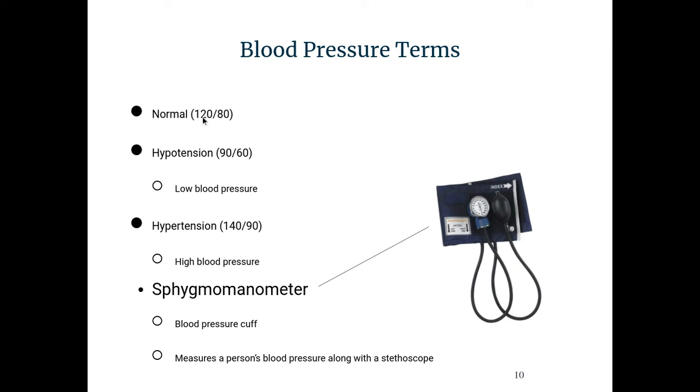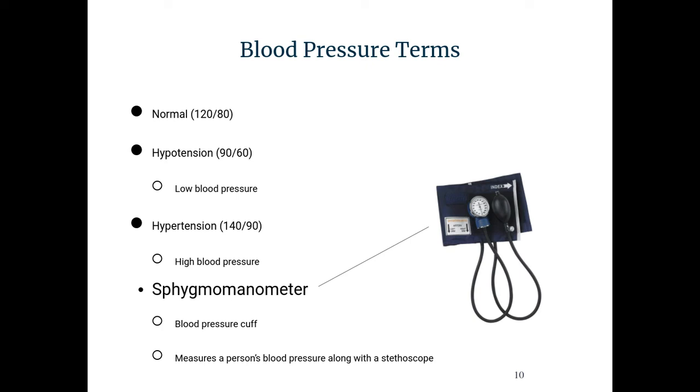Sometimes it can even be as low as like 110 over 70. That can also be considered normal. You can have, though, what is called hypotension. So hypo means a decrease, and tension is talking about blood pressure. So the medical term, and you guys will need to know this, for low blood pressure is hypotension.